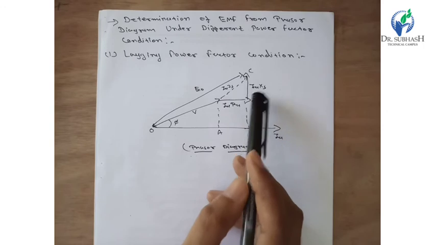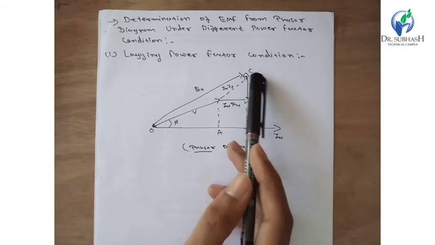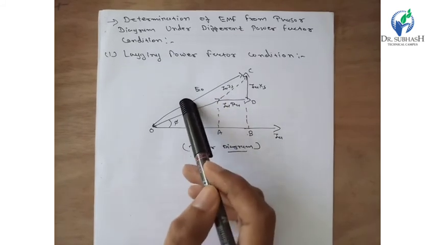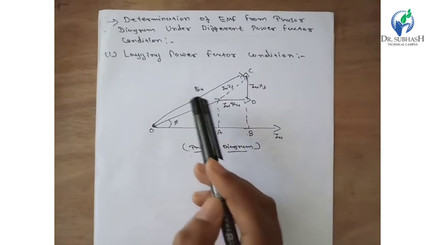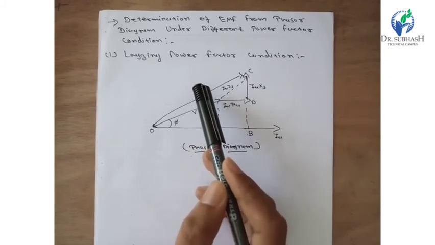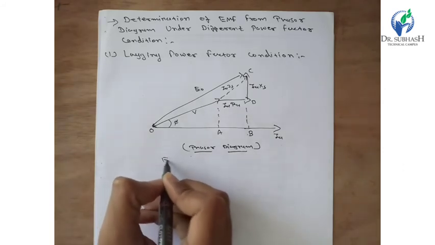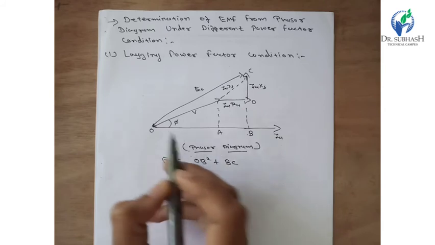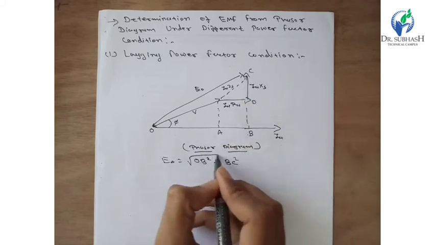The tip of the armature reactance drop is joined to the starting origin O, and we find the resultant value of E0. For the given load condition and power factor, the no load voltage E0 is found from the equation E0 is equal to the square root of OB square plus BC square.